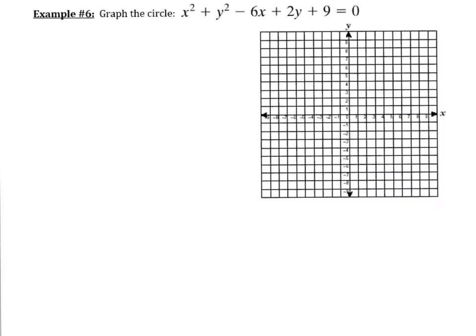All right, here in example number 6, you'll see the graph that we're going to need to make is of the circle x squared plus y squared minus 6x plus 2y plus 9 equals 0. Again, not a very workable form of the circle, so we're going to convert it back to standard form and see if we can get it onto our graph. So the first thing is reorganize. Get your x's with your x's and your y's with your y's.